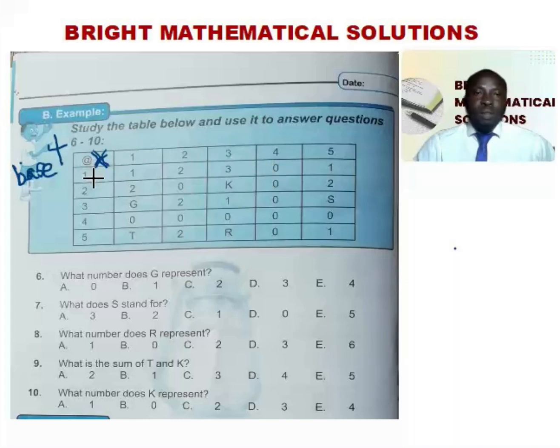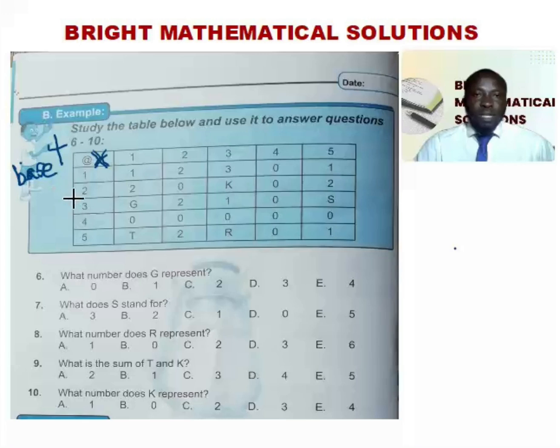Let us go back to this. 4 multiplied by 1 gives us 4. Divided by 4, that is 1. The remainder is 0. 5 multiplied by 1 gives us 5. If you divide 5 by 4, that is 1. The remainder will be 1. Do you get it now?